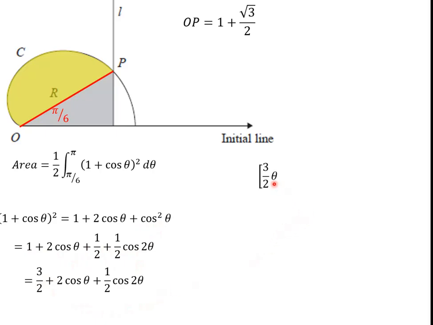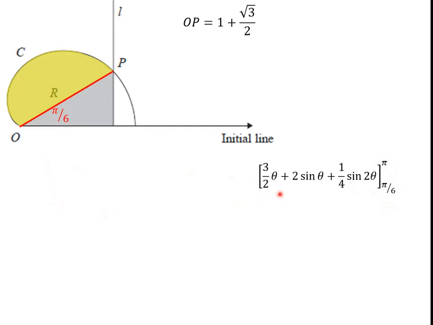I'm going to integrate the 3 over 2 and get 3 over 2 theta, integrate the 2 cos theta, get 2 sine theta, and integrate a half cos 2 theta. Well, that's going to be a quarter sine 2 theta. So that's what I differentiate to get this. I need to use my limits of pi and pi over 6, and then I'm going to halve it, of course, to get the area. So I'm going to work this out.